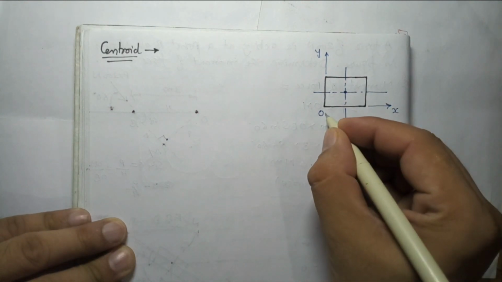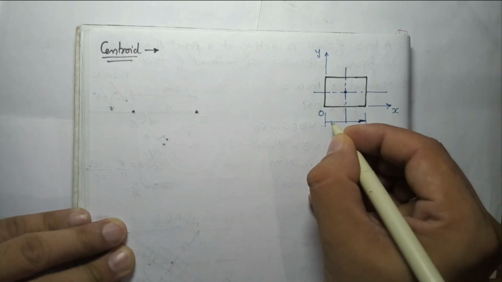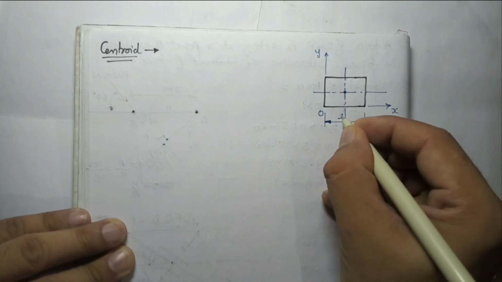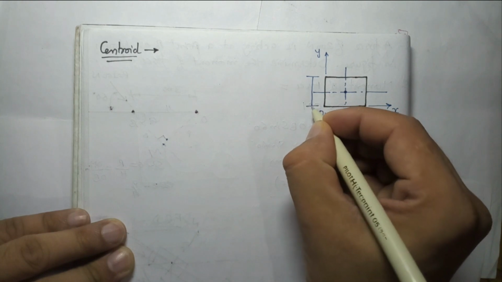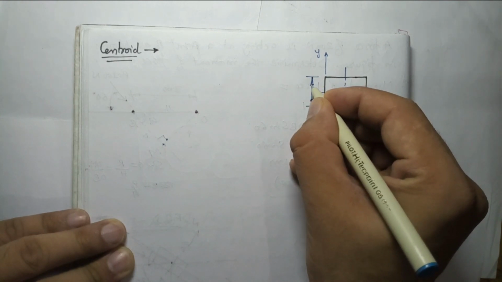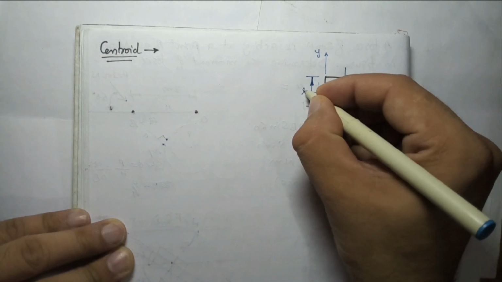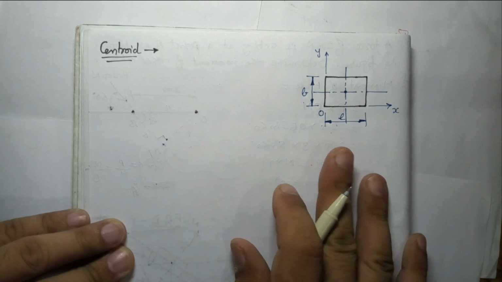Now let's say this rectangle or this square, whatever we can say, has length L and width B. I'm just giving names to the dimensions to give you clarity about the topic. So these are the dimensions of a rectangle, L and B.